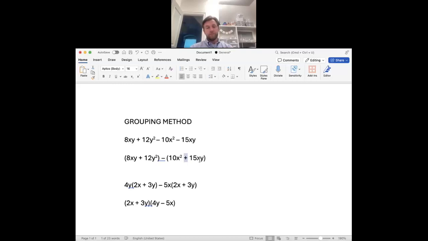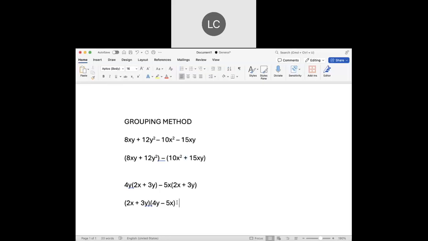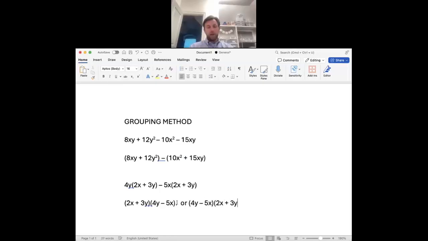Question: do the two polynomials in the parentheses always go first, or could you put the 4y minus 5x first and then the polynomial 2x plus 3y? Either way, it's fine. They're the exact same thing.